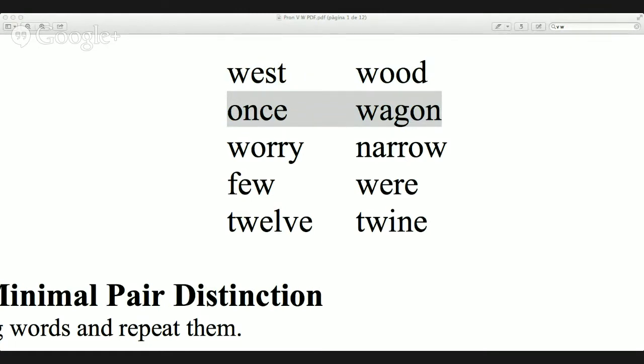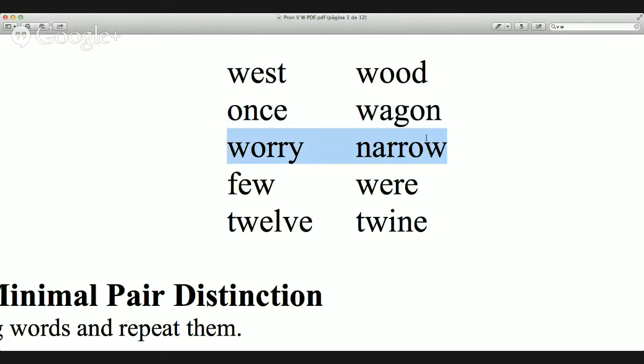Here we have once and wagon. Aldis. Once and, sorry, how can I pronounce the last one? Wagon. Wagon. Good. Jade. Once. Wagon. Pavel. Once, wagon. Peter. Once, wagon. Very good, everyone.